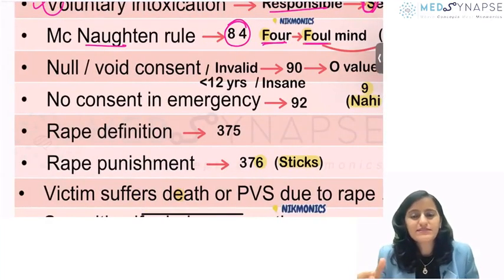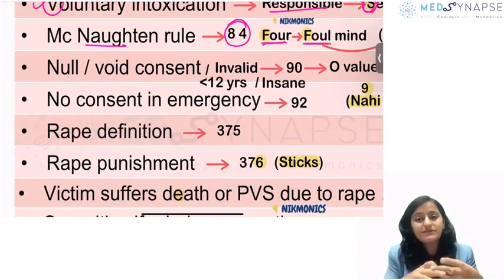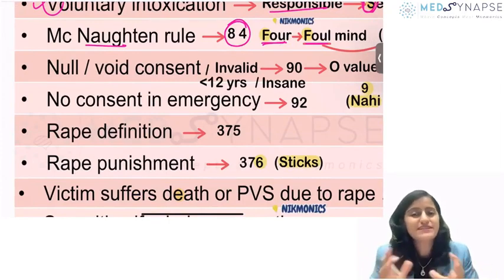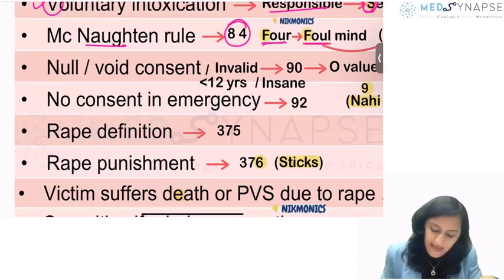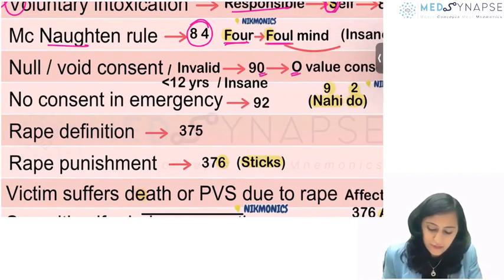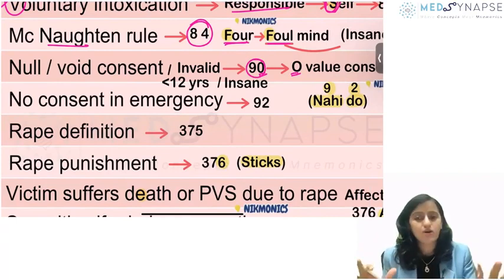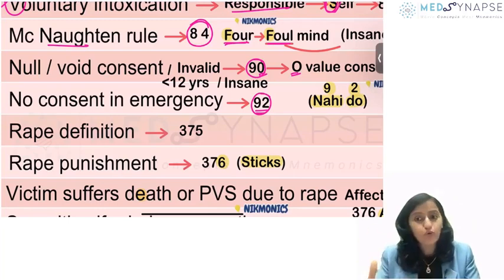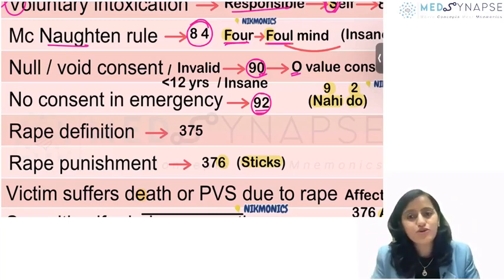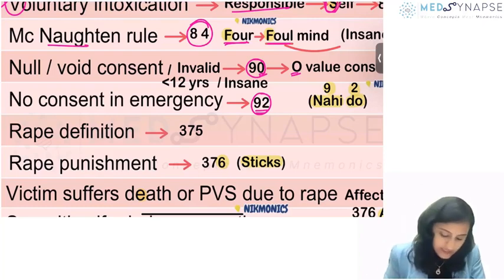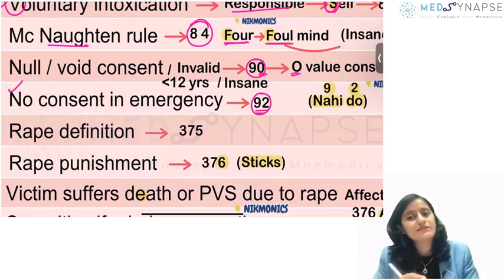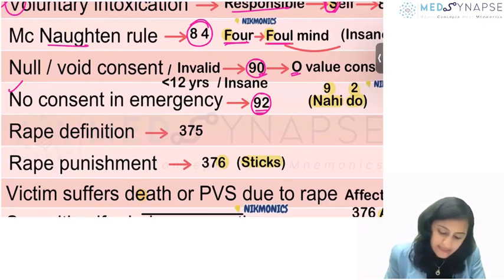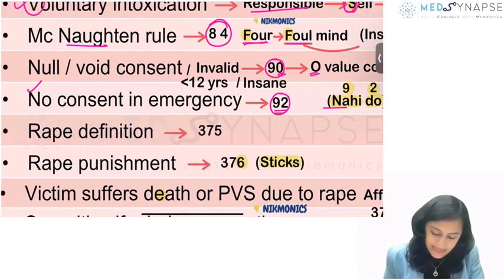Next one, invalid consent. Like if you take consent from someone who's less than 12 years, under intoxication, forced consent, all this is invalid. Invalid means zero value. So 90 is invalid, null consent. 92 stands for nahi do, nahi do. Even if they do not give consent, it is fine. I'm going to operate on you because I want to save your life. So a doctor can operate in an emergency without consent if it is life-saving. So this is nahi do, 92.